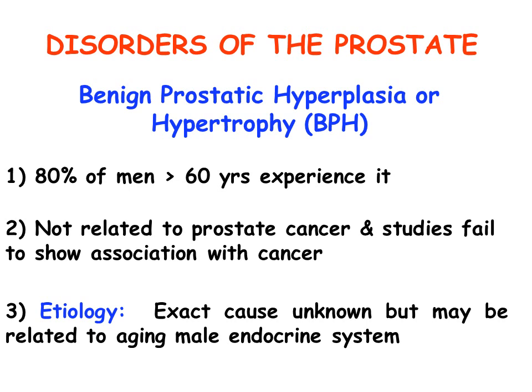80% of men over 60 years of age experience this. It is not related to prostate cancer because studies failed to show an association. But of course, you always worry that it might precede it, even though there has been no association. Anyway, the exact cause is unknown. We think it may have to do with the older man's endocrine system. Somehow the communication is out of whack, and so the tissue continues to divide and increase in size.